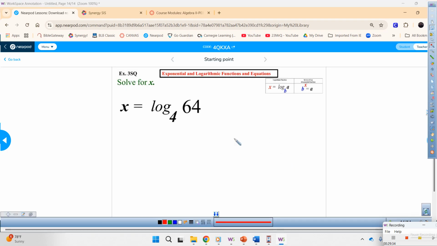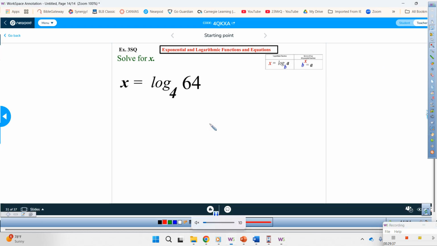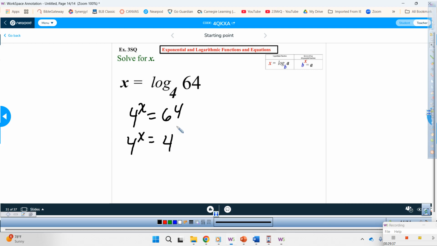All right, just to clarify, here we go. First, change it into exponential. So we got 4 to the x equals 64. We need the same base. 4 to the x equals 4 times itself. How many times gives us 64? That is 3 times. 4 times 4 is 16. Times 4 is 64. Therefore, x equals 3.